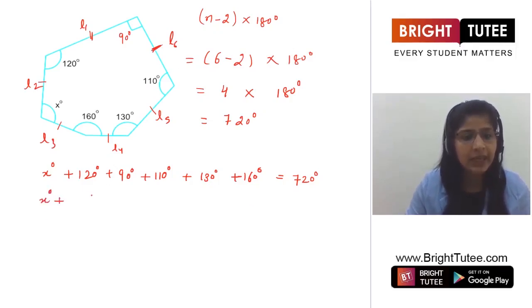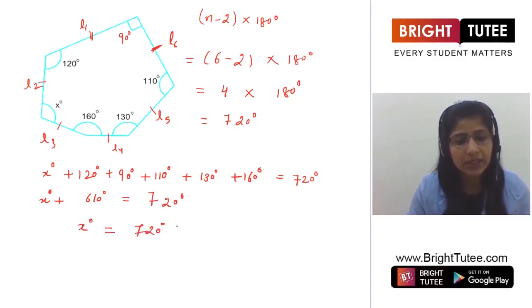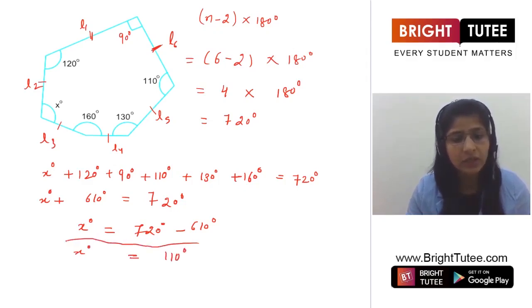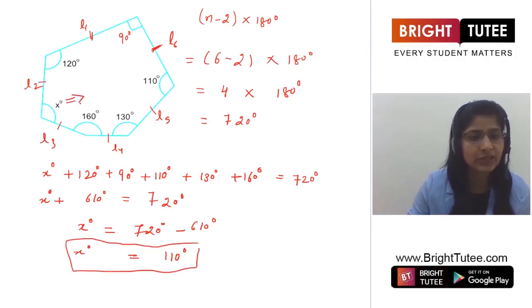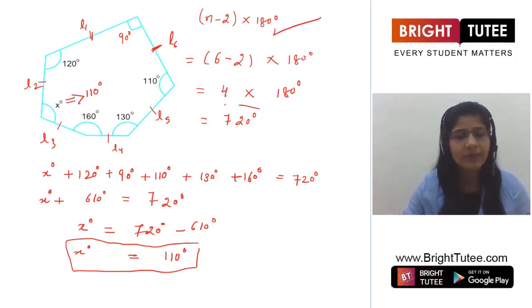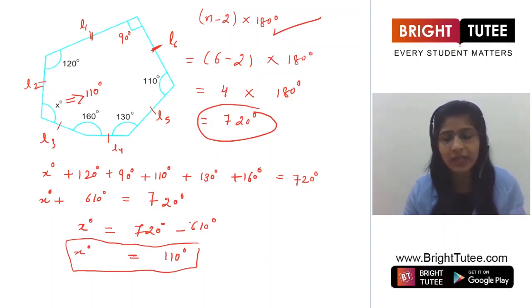Now x degrees plus adding all these 5 angles we get 610 degrees equal to 720 degrees. Now x will come as 720 degrees minus 610 degrees. Solving it we get the answer as 110 degrees. So the measurement of angle x is 110 degrees, right? So by remembering this formula, calculating the total measurement of all the angles, we can find out the angle which is missing. Let us go with another one.